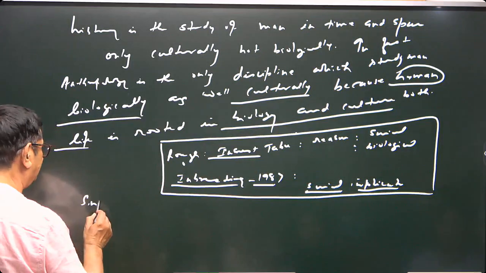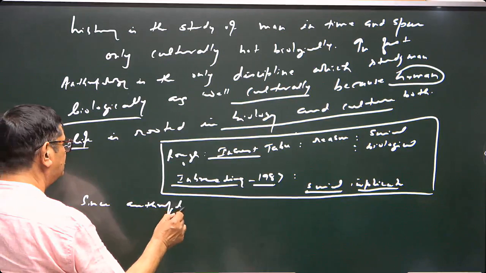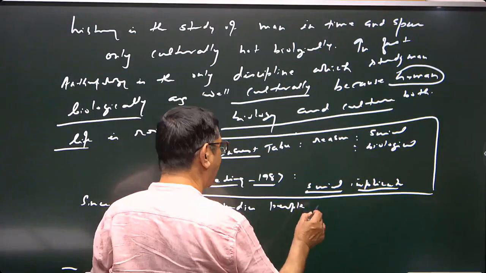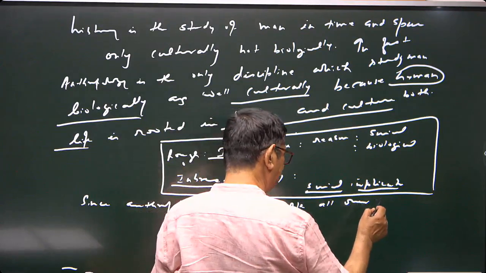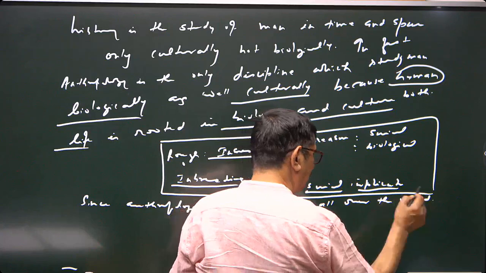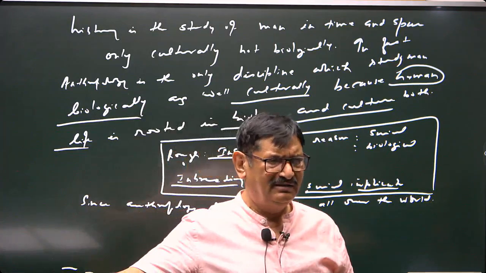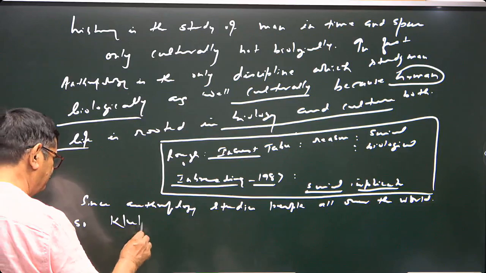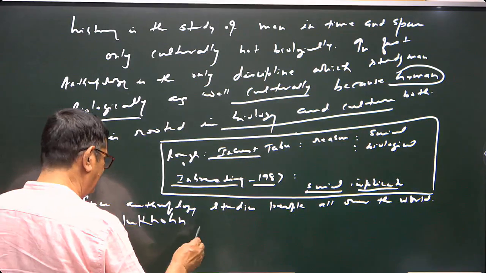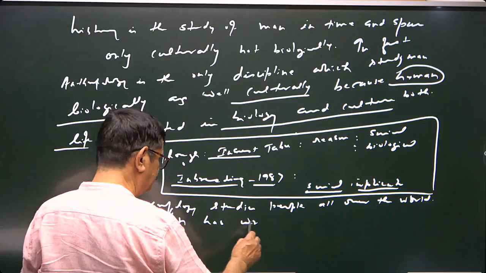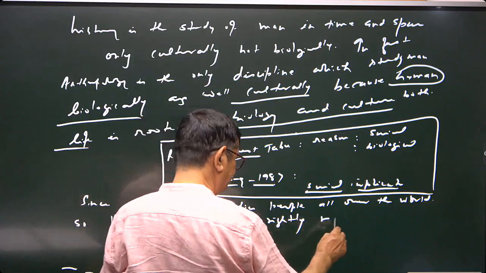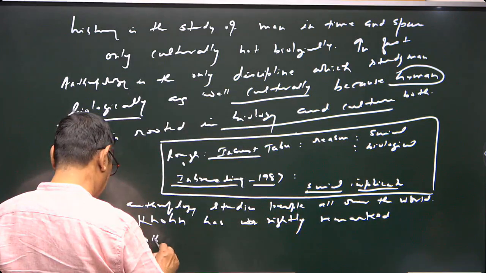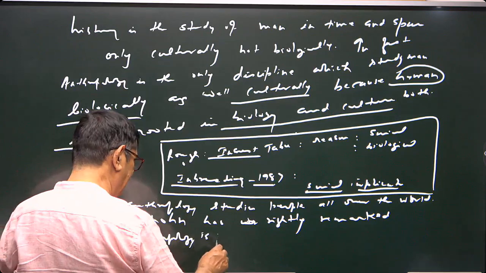Since anthropology studies people all over the world, anthropology studies entire humanity, people across the world. So Kluckhohn, the American anthropologist, has rightly remarked: anthropology is the mirror of man.